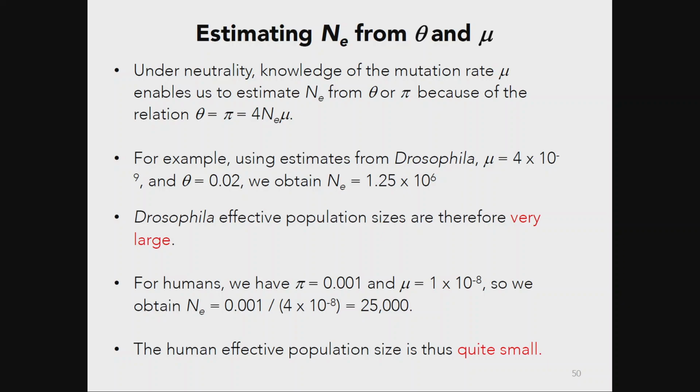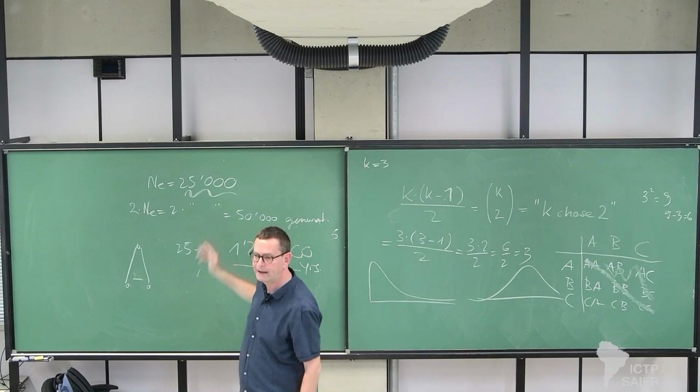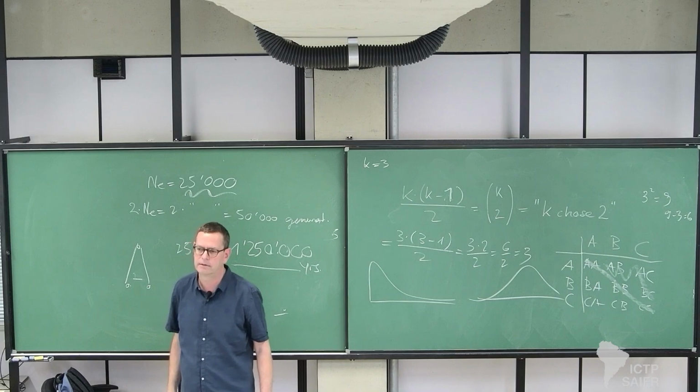Just to be sure, this is not considering selection, right? Yes, exactly. This is not considering selection, because selection could speed up things. And this is in years, years to the most recent common ancestor of all humans.